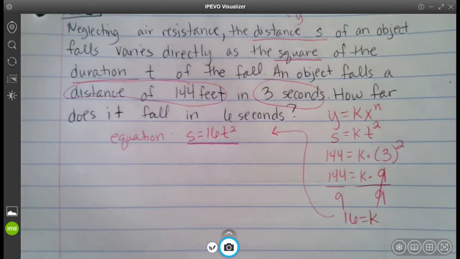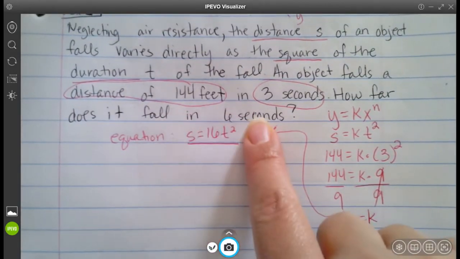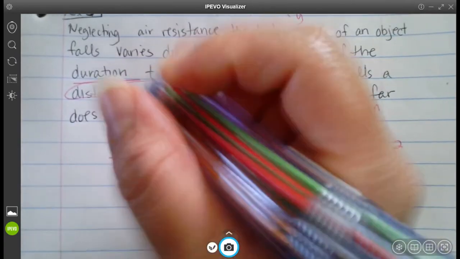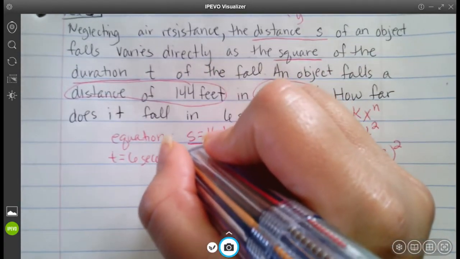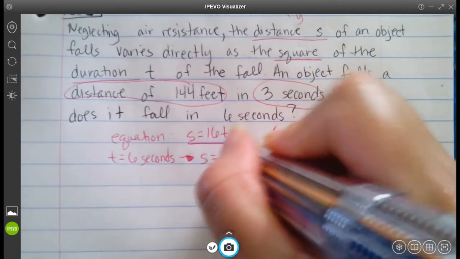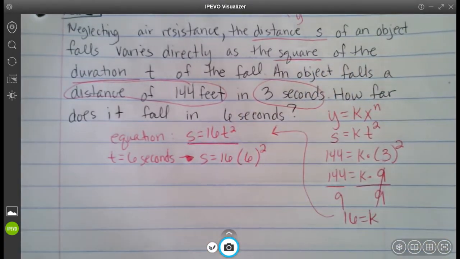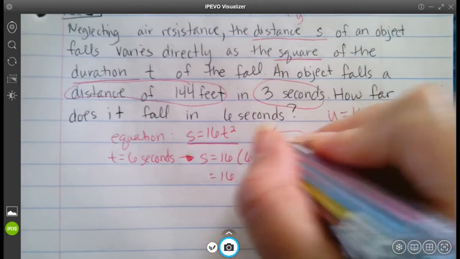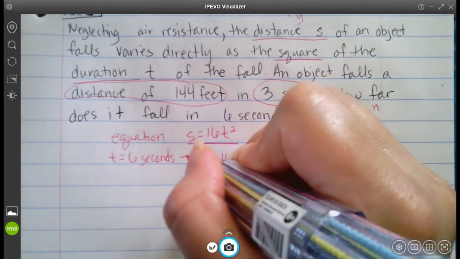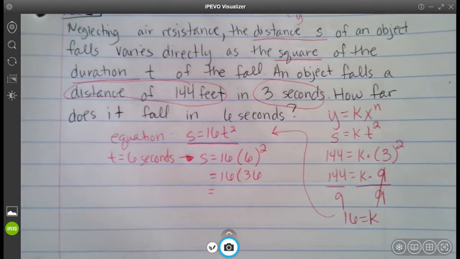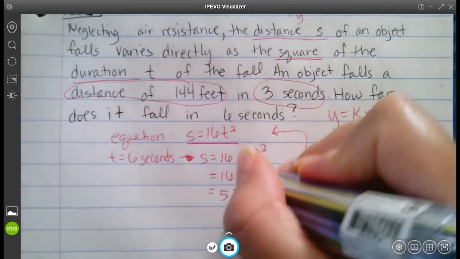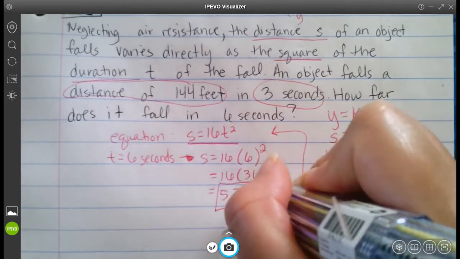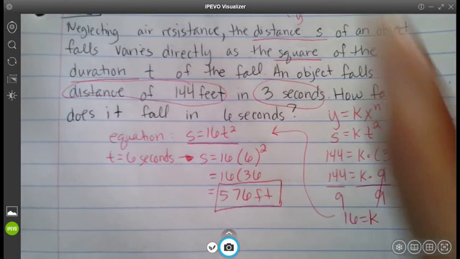Now we have to find how far it falls in 6 seconds. So when t, the time, is equal to 6 seconds, what is s? s is equal to 16 times 6 squared. All I'm doing is plugging this number into t, our time. 16 times 6 squared, which is 36, multiplies out to 576. And we're talking about distance, so feet. And that's it. Pretty easy, hopefully.